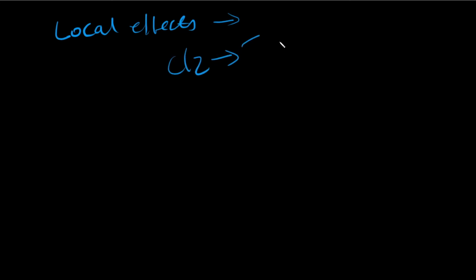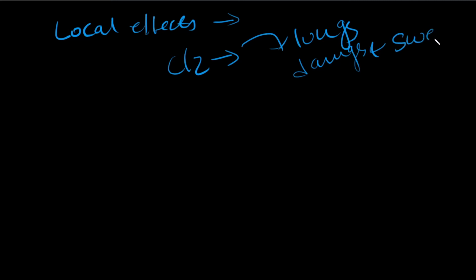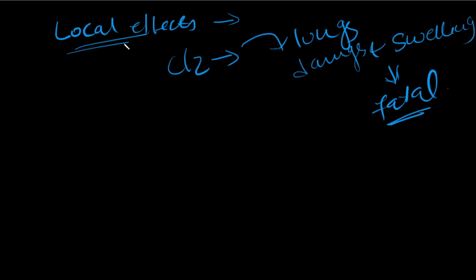Next, local toxic effects occur at the site of contact, the site of first contact. For example, chlorine gas, when it enters the lungs, damages the lining and causes swelling. And this could also be fatal. Okay, so this is one example of fatal local effects.